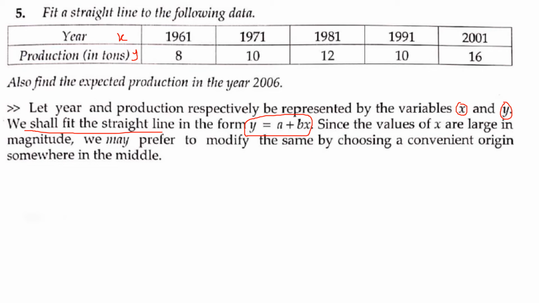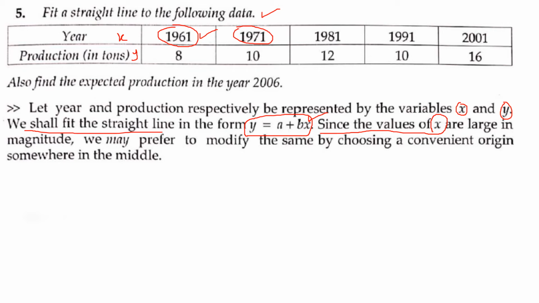See, in this problem also they have not mentioned the equation. We ourselves have decided to take the equation of the form y is equal to a plus bx. Now, since the values of x are very large, you can observe here 4-digit numbers are there for x. So when you go for x square, it becomes more. So we need to simplify the given data first and solve the problem.